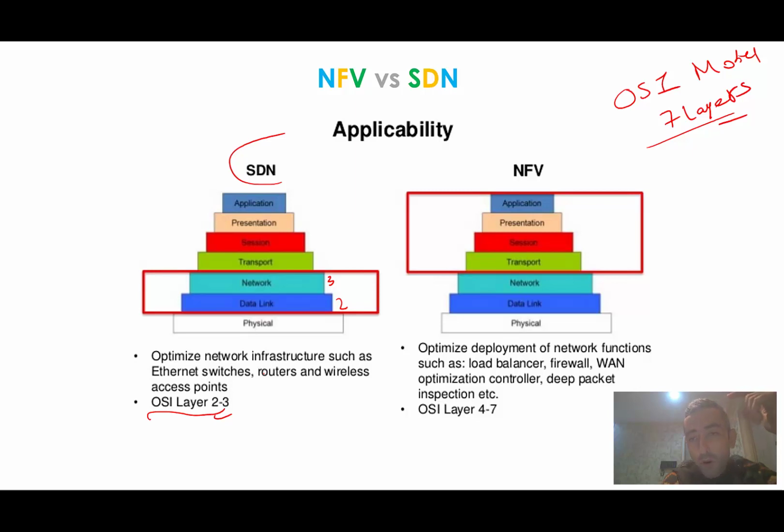But when we focus on the softwareization of layers 4 to 7, which are transport, session, presentation, and application, or briefly in TCP/IP the application layer, this is NFV, or network function virtualization. So you can see that the main focus of NFV is on the top layers, on the opposite side of SDN, which focuses on the lower layers. NFV optimizes deployment of network functions such as load balancer, firewall, WAN optimization controller, deep packet inspection, and all of the examples in layers 4 to 7, the top layers.